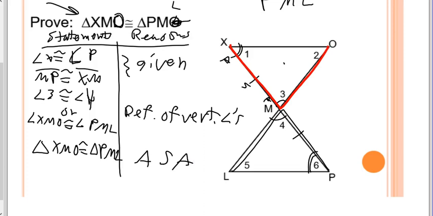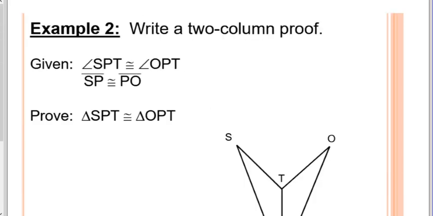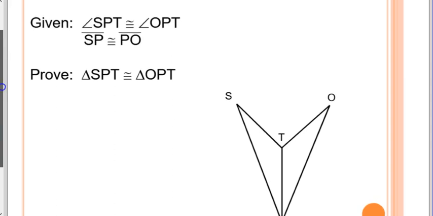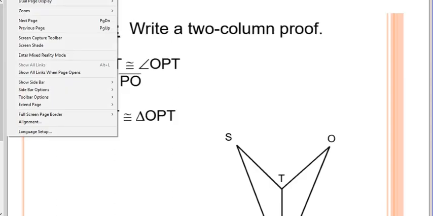And I forgot to mention, I added statements and reasons to the top there. That is always the label for the columns. So moving on. Number 2. We'll go a little quicker through this. A little bit smaller.